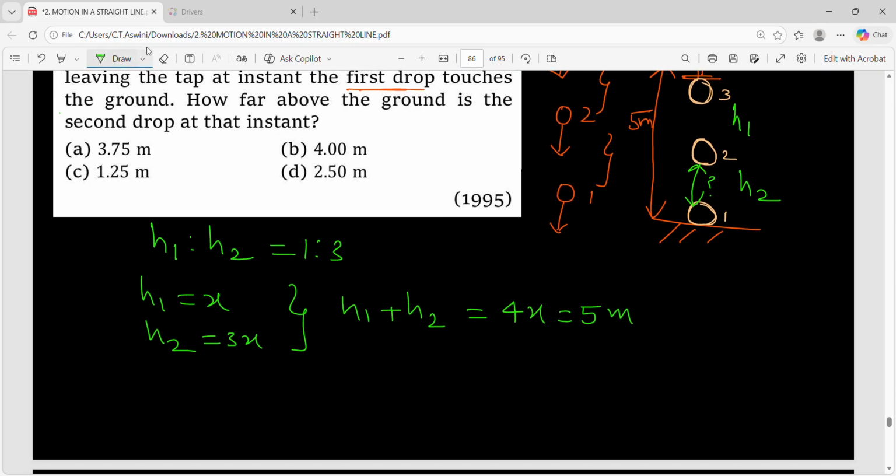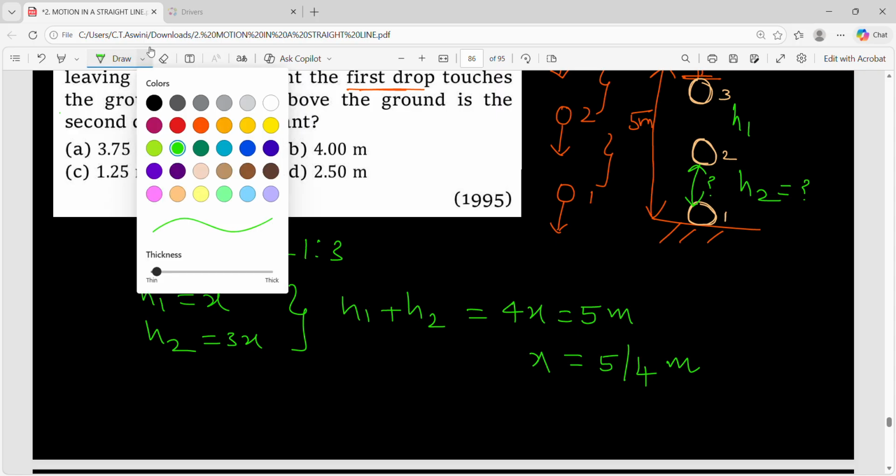This total height. What is this total height? It is 5 meters. That means H1 and H2. So just simplify, how much will you get? So 4x is 5. Now what about x? X is 5 by 4 meters. Till this point, everybody clear? Now, what we have to find actually? We have to find H2, the height of the second drop from ground. What is H2?